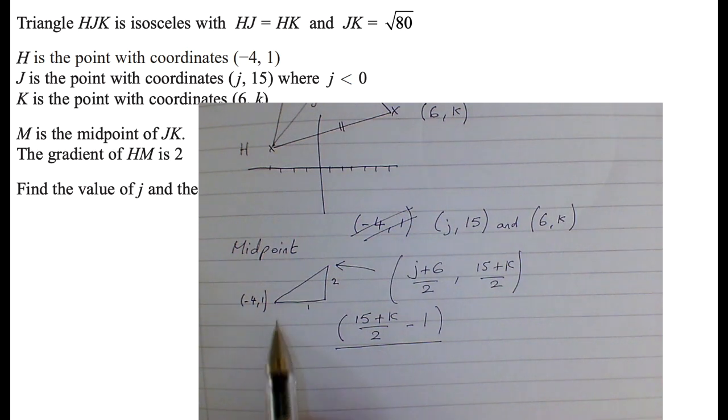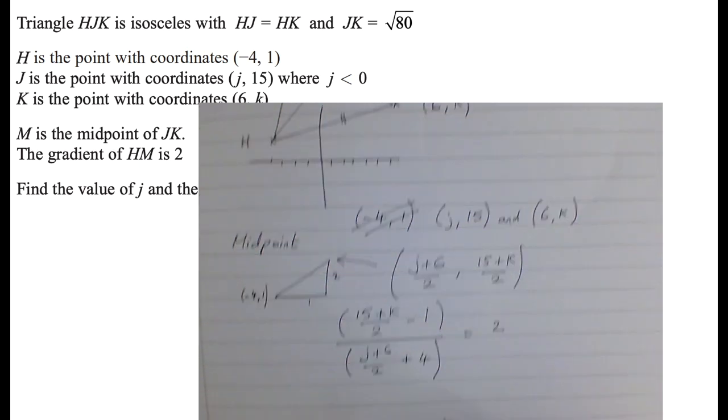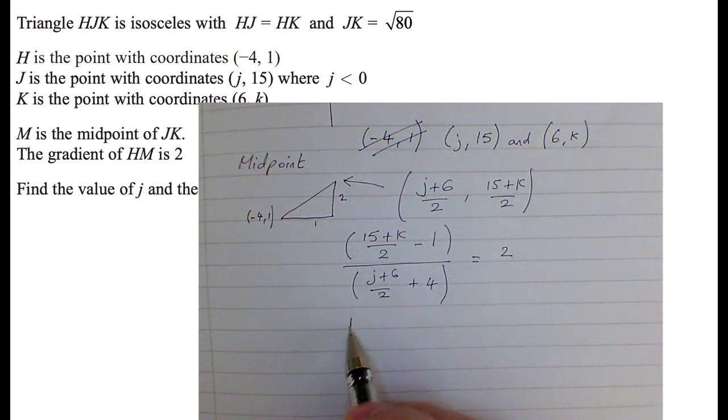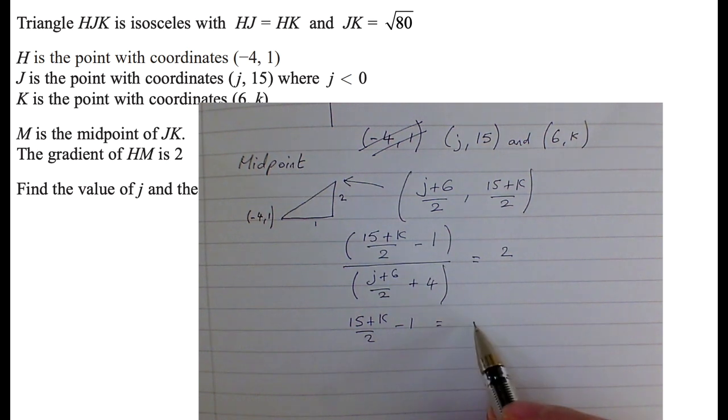You'll notice that whichever bracket you choose to start from for the y value, as long as you're consistent, you'll get the right gradient. Okay. So if I started with the 1 and take away 15 plus k over 2, that's fine, as long as I'm dividing by -4 take away j plus 6 over 2. Now that fraction equals 2, so I'm going to multiply both sides by the denominator, because I hate looking at that fraction.